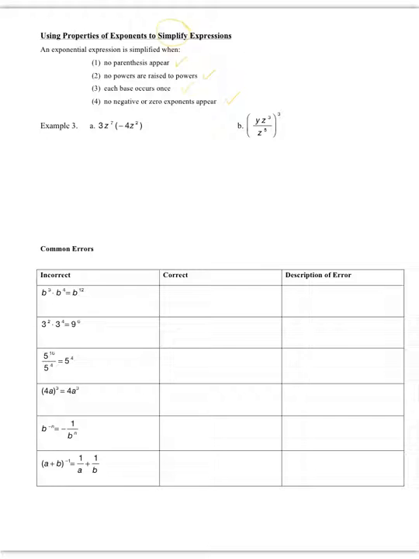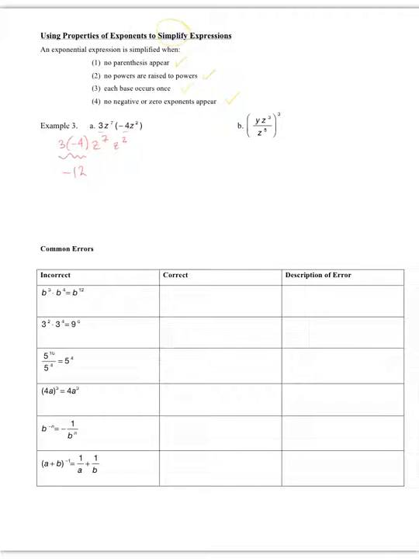So let's take a look at the first example. You are being asked to simplify. So I see we have, well, this is all multiplication. So if we remember our properties, order doesn't matter. So I can go ahead and say 3 times negative 4. And then I have z to the 7th and z squared. So I can multiply 3 times negative 4 and get negative 12.